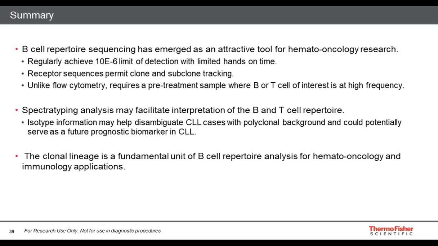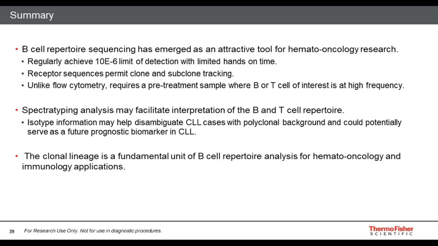So with that, I'm going to finish the talk. To summarize, I described B cell repertoire sequencing and how it has emerged as an attractive tool for Haemato-Oncology research. This is owing to the great limit of detection, the ability to track clones, but also subclones. And then I also noted how it differs from traditional approaches like flow cytometry in that it requires a pretreatment or diagnostic sample.